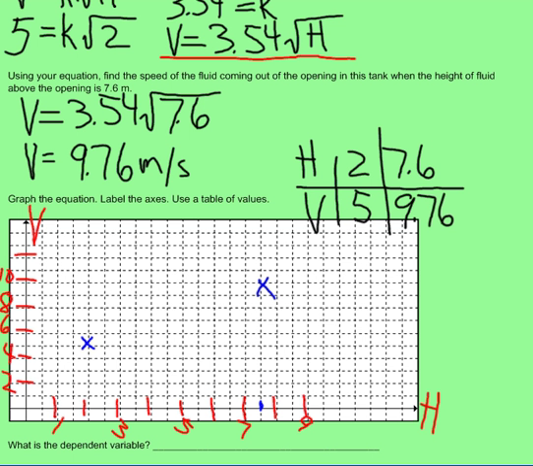Now this is a square root graph. A root graph, same as a power graph, is always going to go through 0, 0. So I'm connecting the dots, and again, like the power graph, it's going to be a curved line.